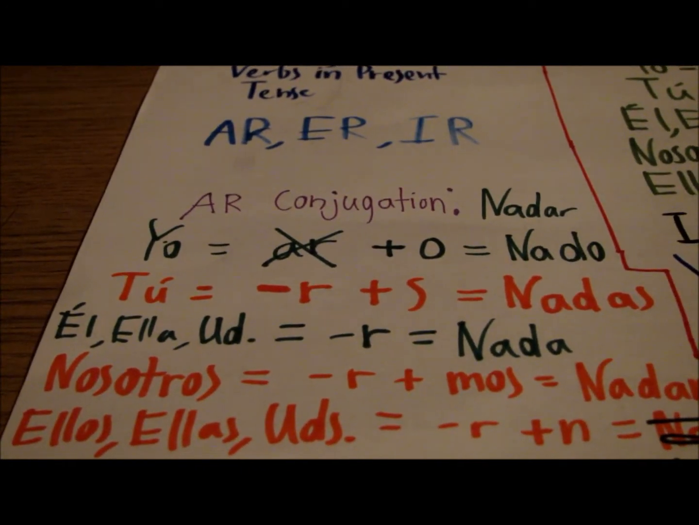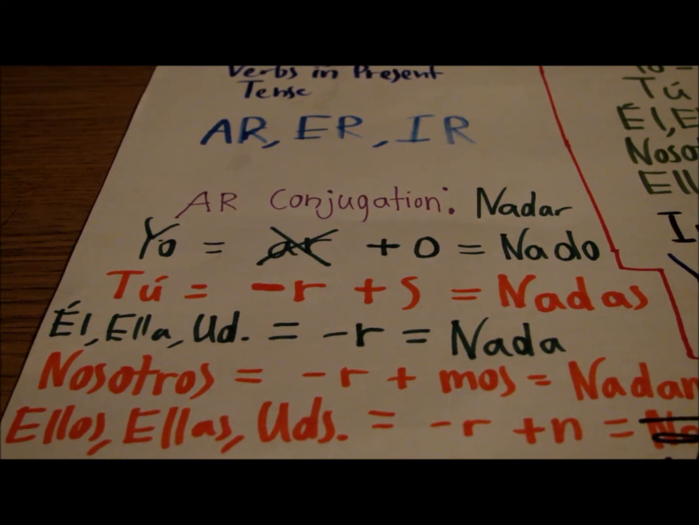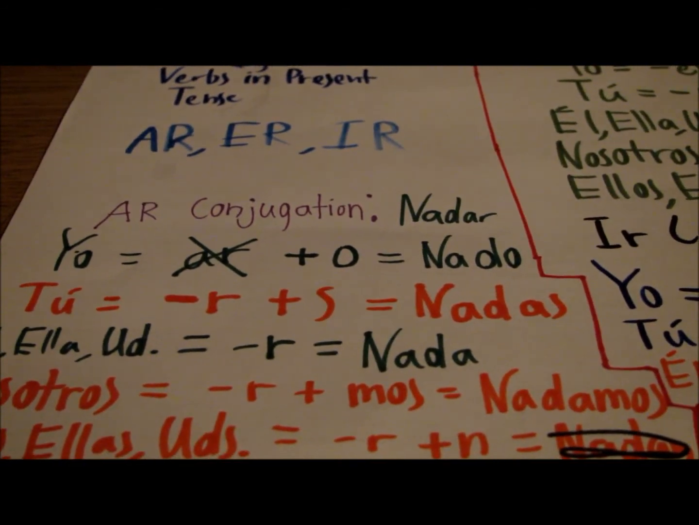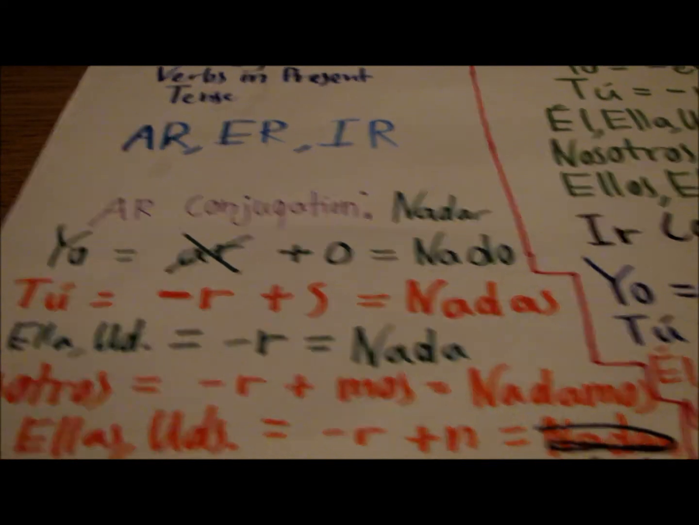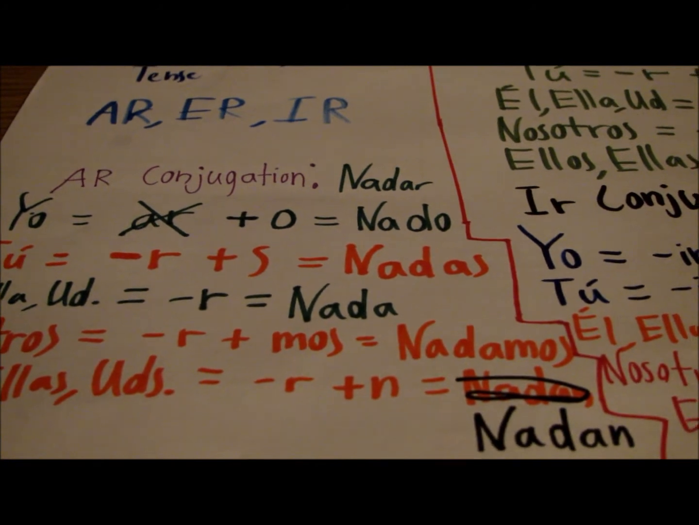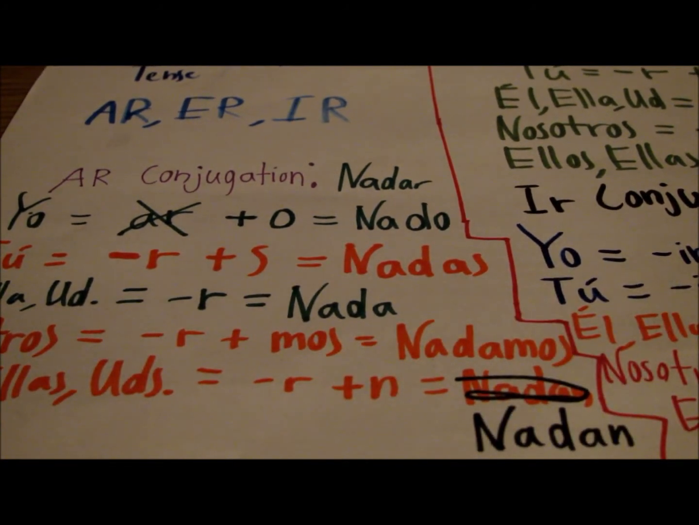Next we have ellos, ellas, y ustedes. What we do is we take off the R and add an N to make it nadan, which means they, a group of men, they, a group of women, or you all formal, swim.